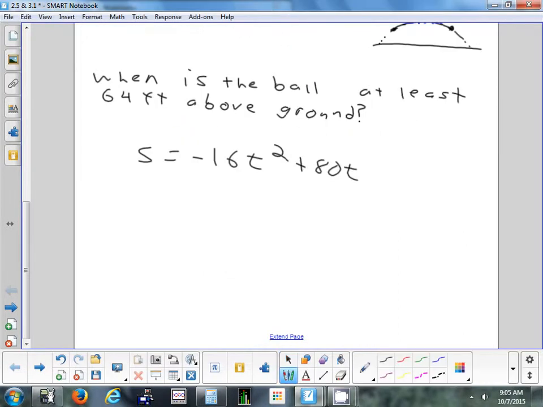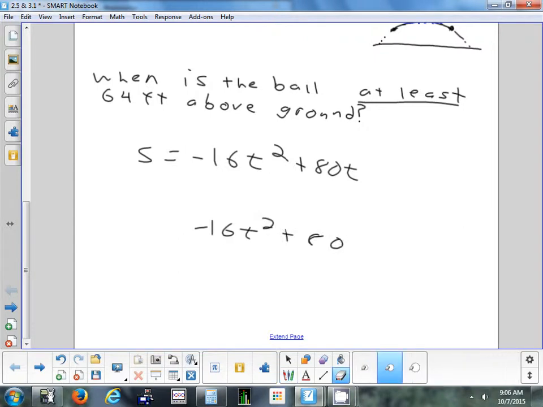Now, specifically, we want to know when this height is equal to 64, or at least 64? So it could be equal or higher. So we want to know when this height, it's 80t, is greater than or equal to 64.